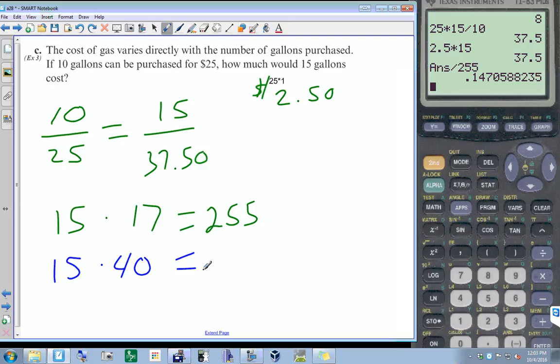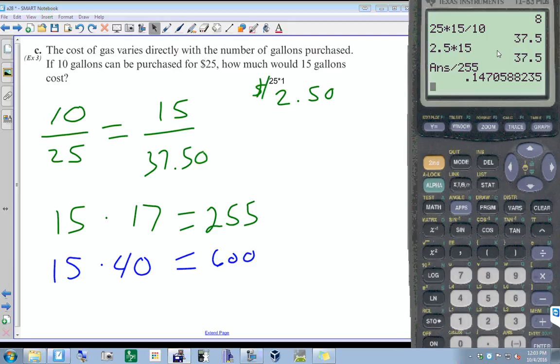How much? 600 miles. And how much did that gas cost me? 37.50. So if I take 37.5 and divide that by 600, I end up with 6 cents a mile.